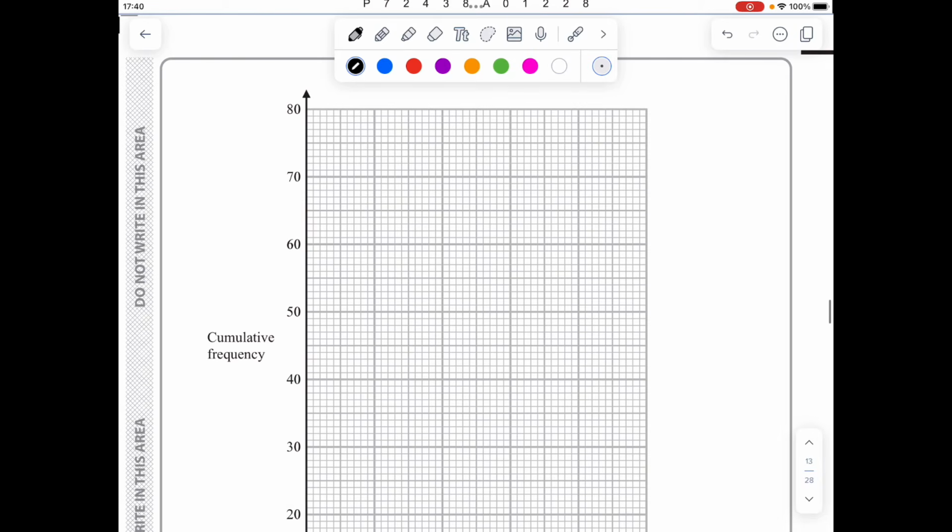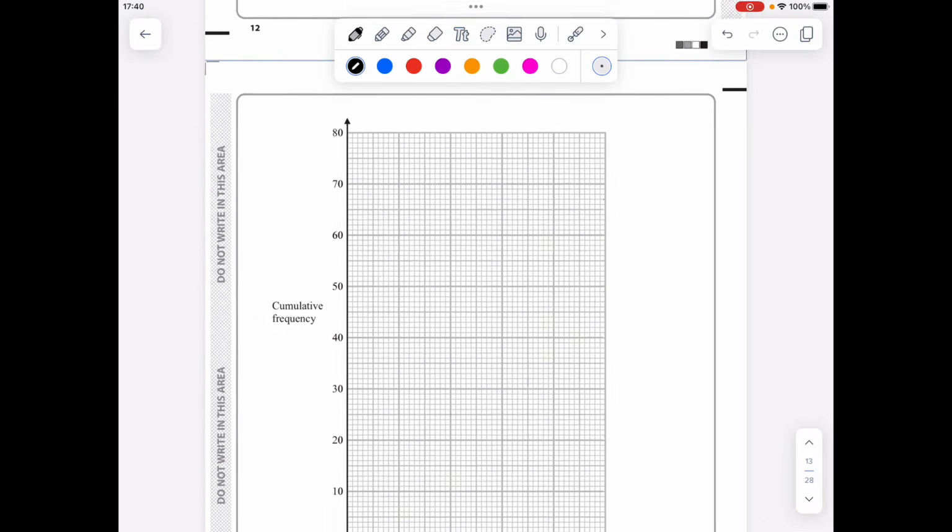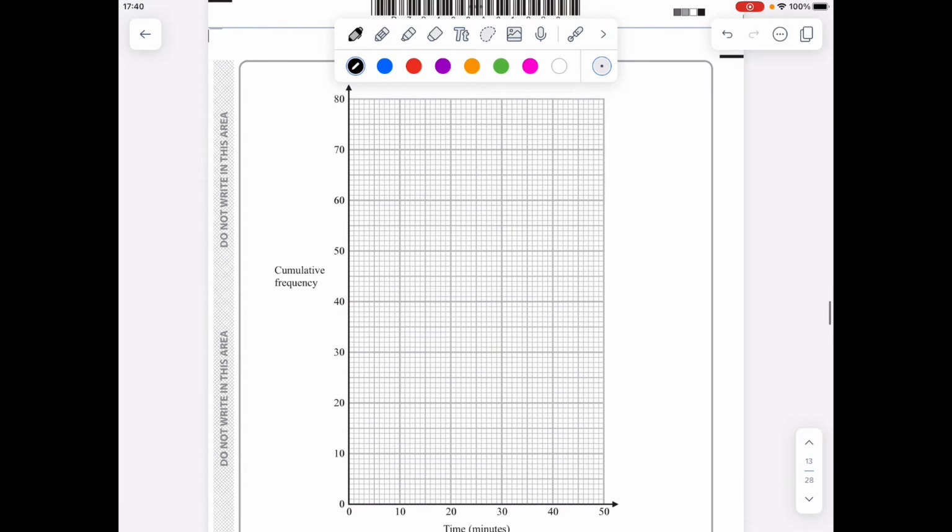Now I'll zoom out to fit the whole grid on a single page, and I'll start by plotting these points, and then I will join the points using either a smooth curve or straight line segments. I'll go with the second one, and this is how it looks. So let's go to part C now.